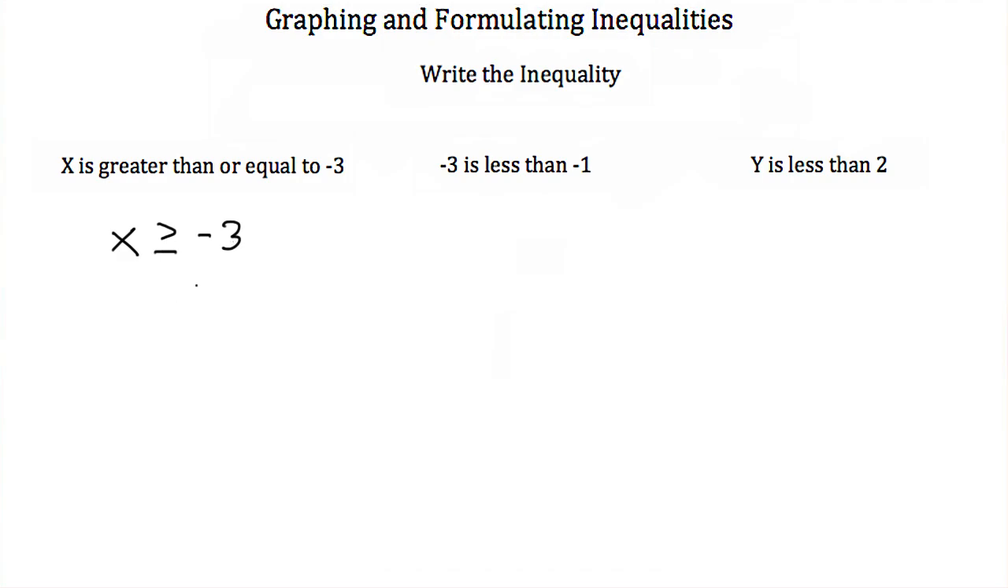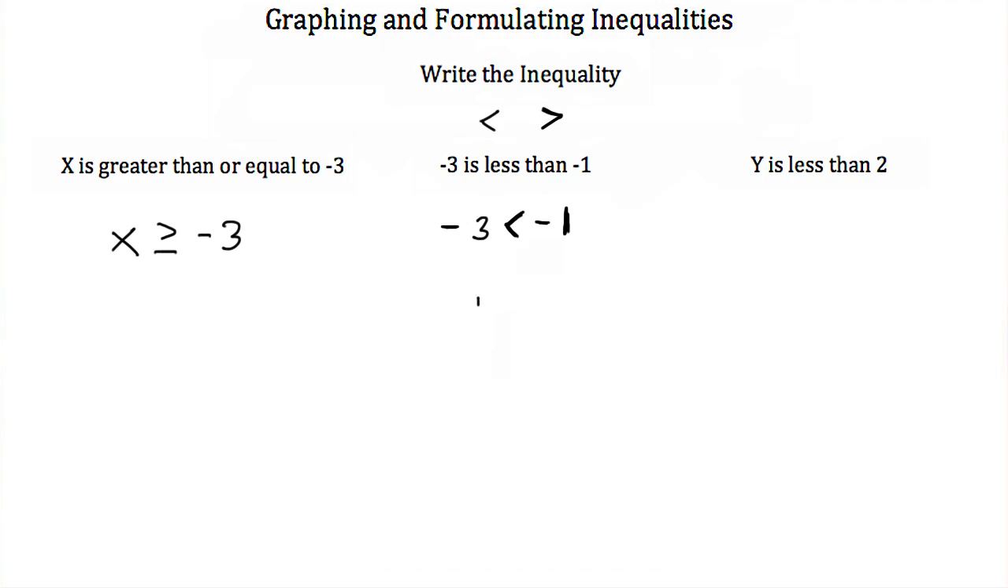If we wanted to say that negative 3 is less than negative 1, we would say negative 3, and then our less than sign, then negative 1. So negative 3 is less than negative 1. If you ever get confused about which one is the less than or greater than sign, try to remember that regardless of what sign you use, it will always point towards the smaller number. So negative 3 is less than negative 1, we know that. So then our sign will point towards the smaller number, or in this case, it'll point to negative 3.